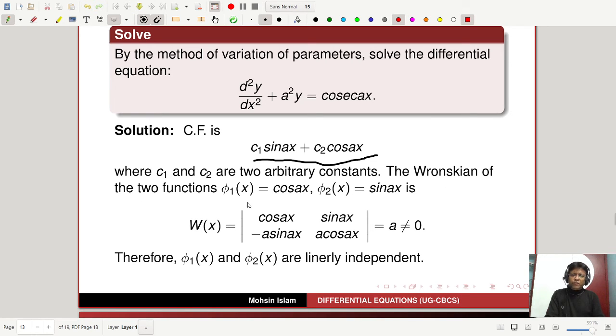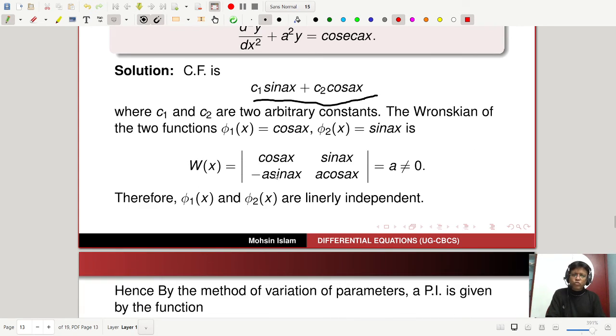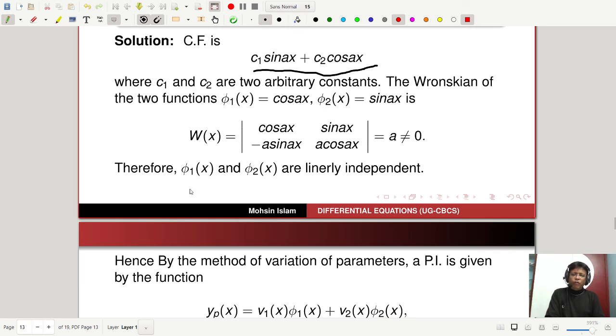The Wronskian of the two functions phi 1(x) and phi 2(x), sin ax and cos ax, are two independent solutions. Because the Wronskian is not equal to 0, you can calculate the Wronskian of phi 1(x), phi 2(x), phi 1 prime, that is the derivative, and phi 2 prime. Therefore, phi 1 prime and phi 2 prime are linearly independent. Okay, so you can calculate the Wronskian.